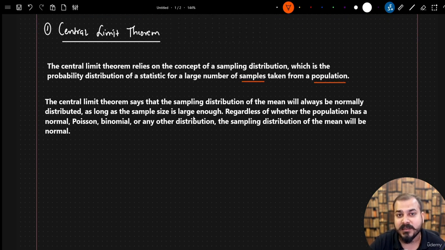The central limit theorem says that the sampling distribution of the mean will always be normally distributed, as long as the sample size is large enough, regardless of whether the population has a normal, Poisson, binomial, or any other distribution. We have not yet discussed the Poisson and binomial distributions. We have discussed the normal distribution, but just understand that Poisson and binomial are distributions of data which do not follow a Gaussian distribution. Now let me help you understand what this entire statement says with the help of examples.